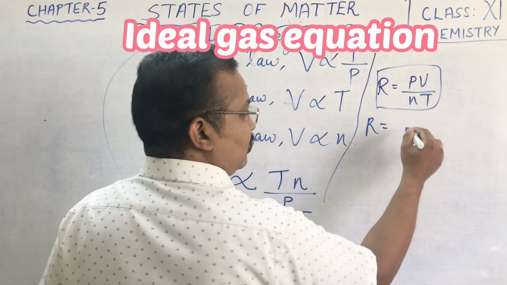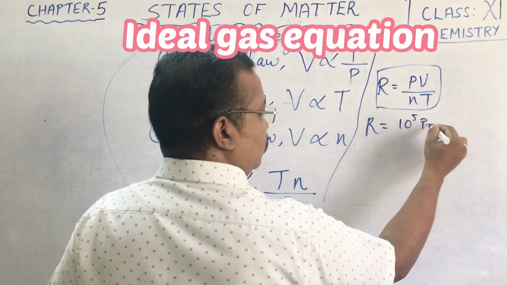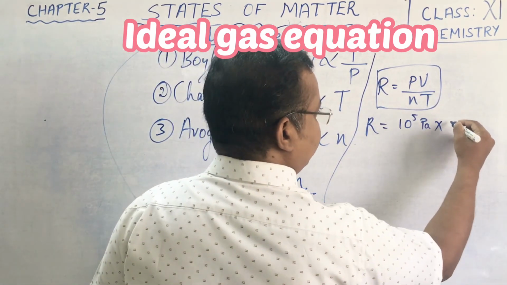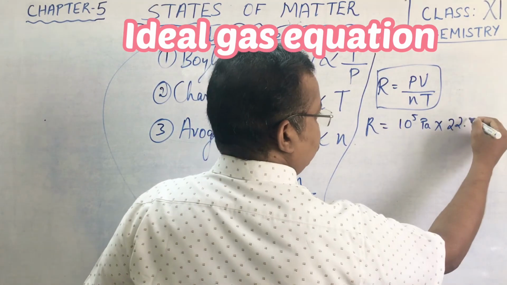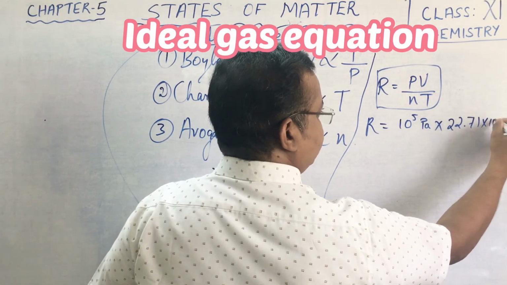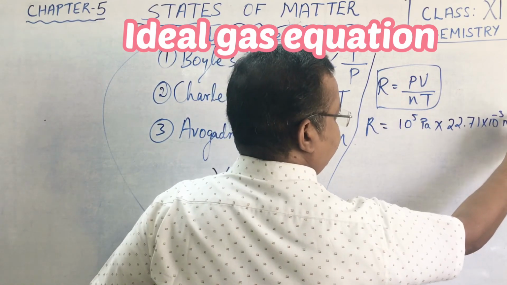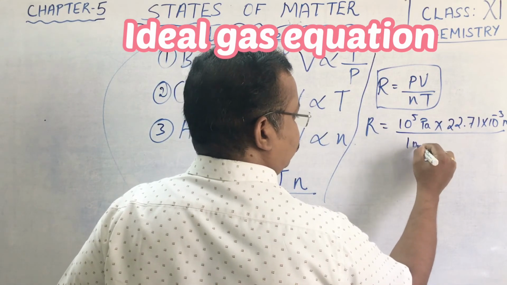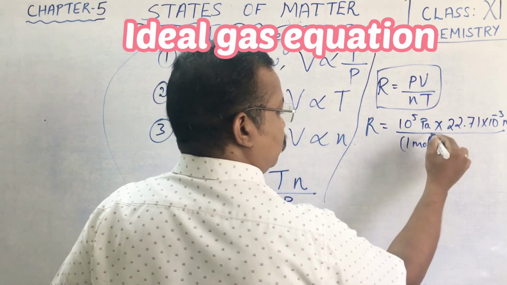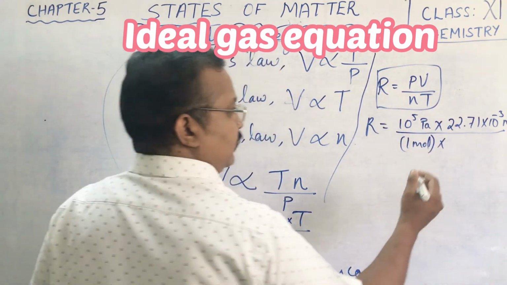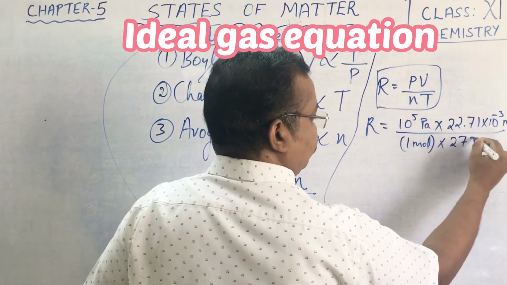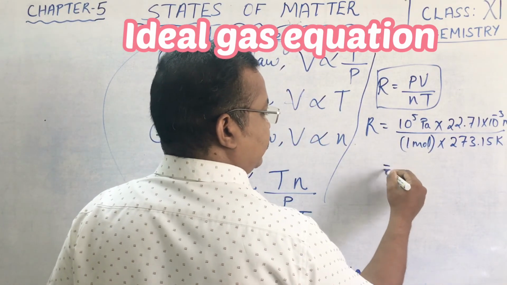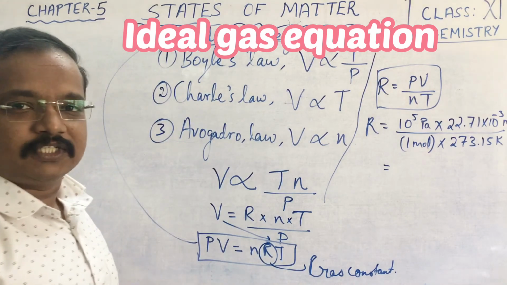P is 1 bar. 1 bar we can write as 10 raised to 5 Pascal, into the volume at standard conditions, the volume of gas is 22.71 into 10 raised to minus 3 meter cube, divided by the number of moles, which at standard conditions is 1 mole, into the temperature, STP temperature, which is 273.15 Kelvin.